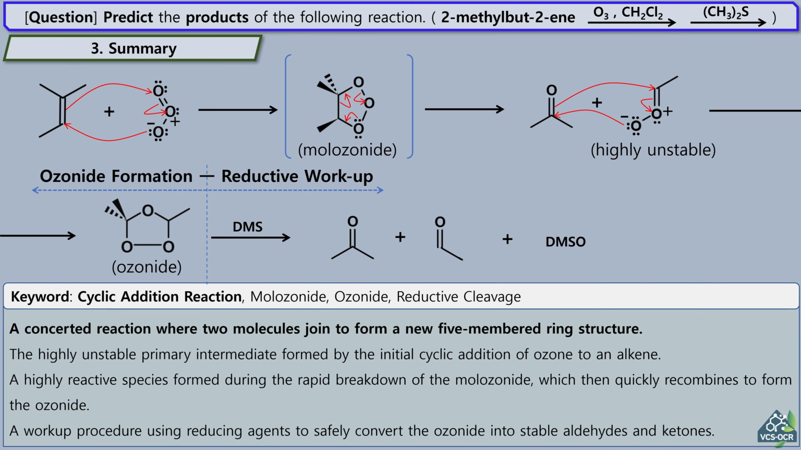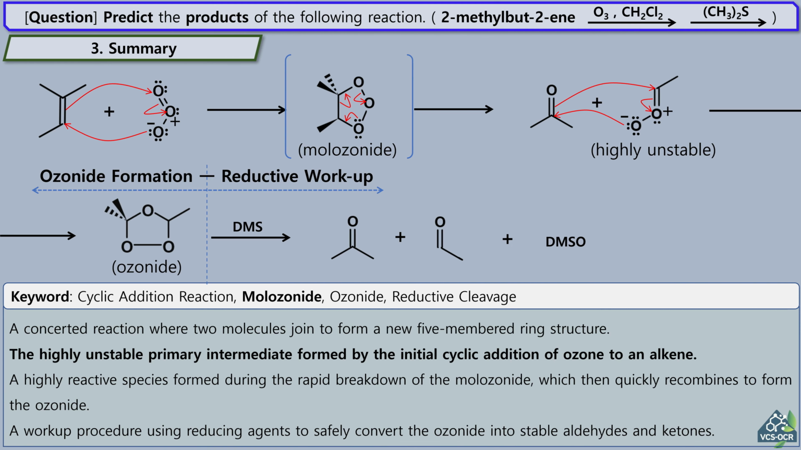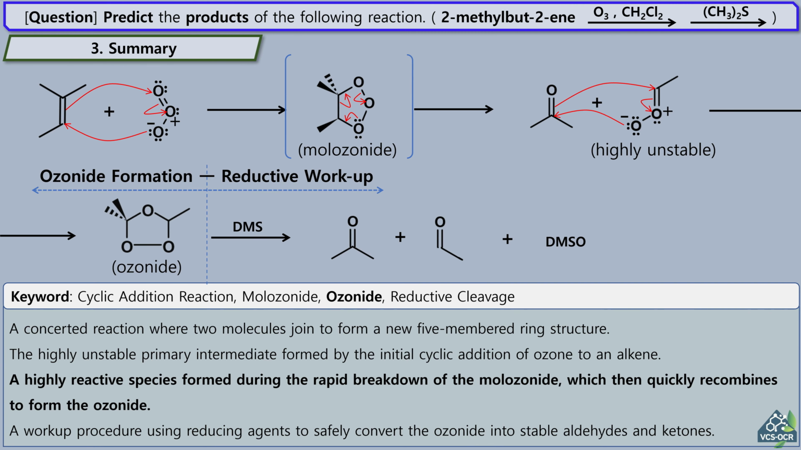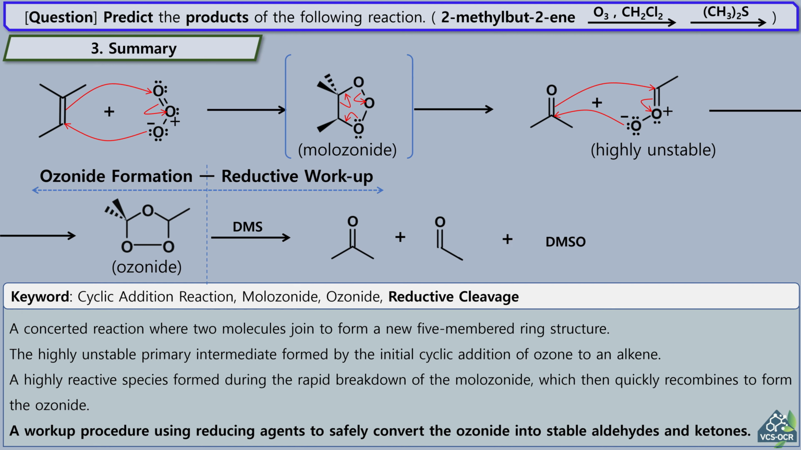Let's organize by keywords. A concerted reaction where two molecules join to form a new 5-membered ring structure. The highly unstable primary intermediate formed by the initial cyclic addition of ozone to an alkene. A highly reactive species formed during the rapid breakdown of the molozonide, which then quickly recombines to form the ozonide. A workup procedure using reducing agents to safely convert the ozonide into stable aldehydes and ketones.